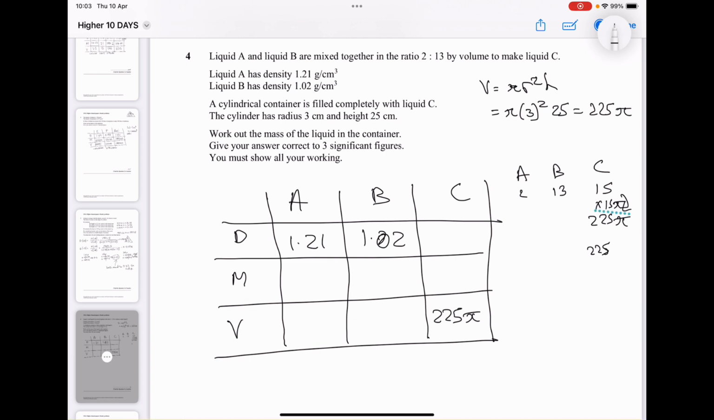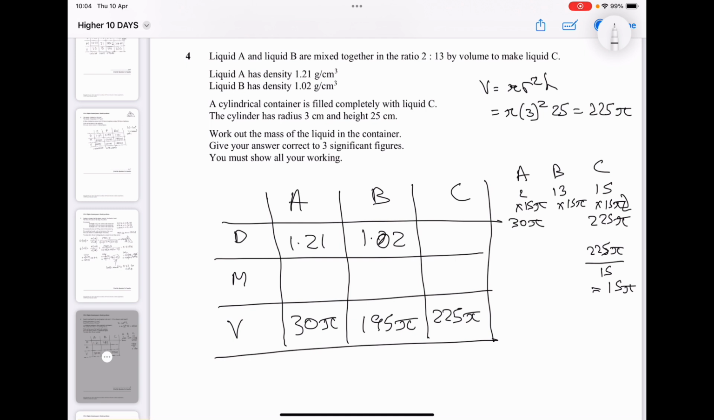225 pi divided by 15 equals 15 pi. So all I'm going to do is times all of these by 15 pi. 2 times 15 pi is 30 pi. There's my 30 pi there. And then 13 times 15 equals 195. 195 pi there.